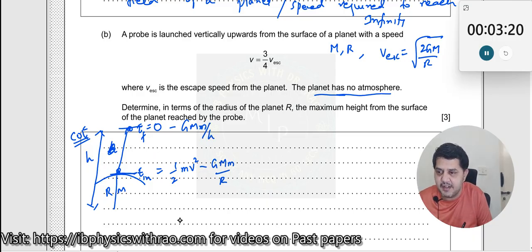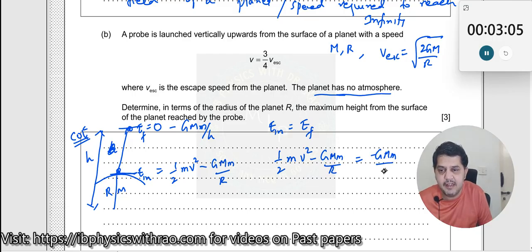Now what does conservation of energy tell you? E initial should be equal to E final. You just equate this. So I get half mv square minus GMm divided by r should be equal to minus GMm divided by h, right? I need to find the value of h. Let us do this. Now what is v here? We got here as 3 by 4 times v escape, which means I have to now substitute this here, which will tell me 3 by 4 into root of 2GM divided by r. This is the value of v. Let me substitute this value here.